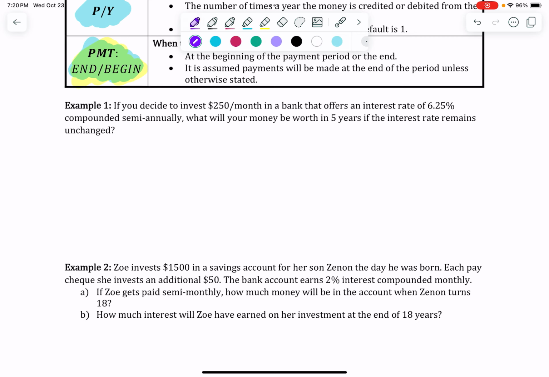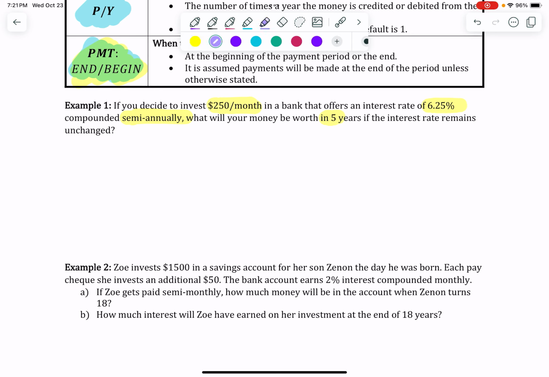Okay, welcome back. So we are taking a look. We are investing $250 per month. This is a repeated payment or repeated deposit. So this is going into PMT, not PV. And it even tells me how frequently I'm doing it. It's doing it monthly. Interest rate, 6.25%, compounded semi-annually over a period of 5 years. I want to know what my money is going to be worth if that interest rate remains unchanged.